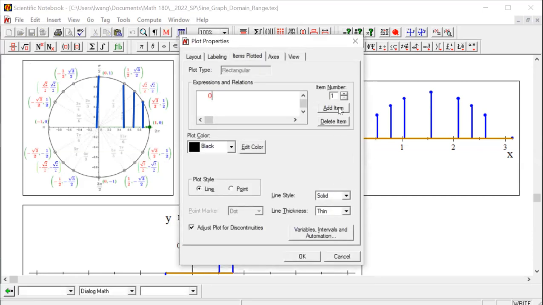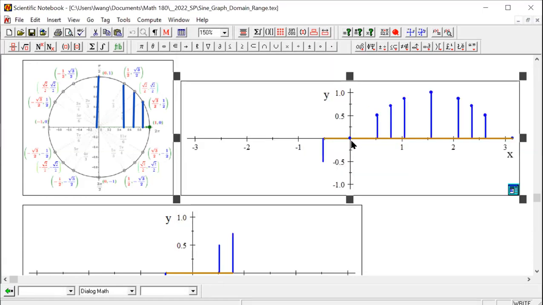That picture didn't have the 0 because 0 is a special point too. The input is 0, the output is 0 as well, the blue number is also 0. Let me put that dot over there. So this is a half, this is root 2 over 2, root 3 over 2, 1, and then it started coming down.